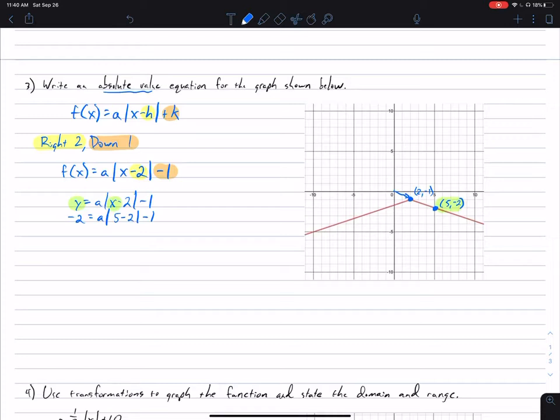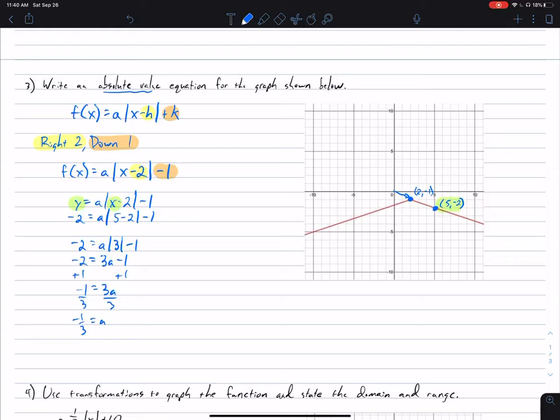Now that I have a as my only variable, I can solve for that. We have -2 is equal to a times the absolute value of 3, minus 1. So -2 would be equal to 3a minus 1. Let's add 1 to each side. -2 plus 1 would be -1. 3a divided by 3, and a would be equal to -1/3.